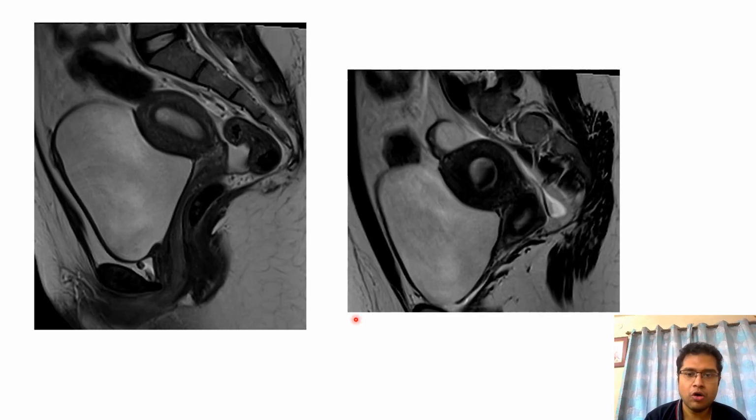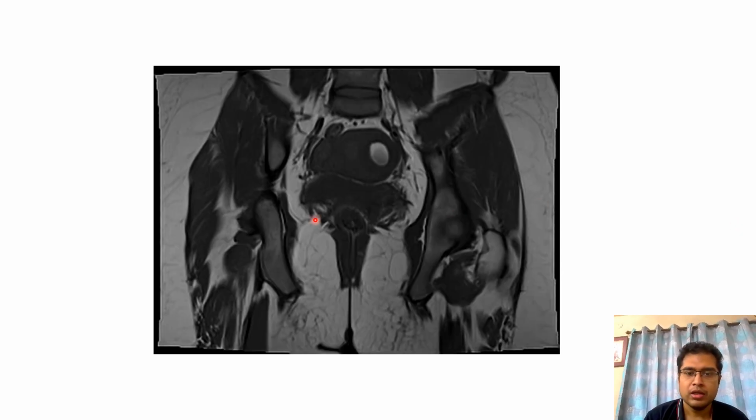Here are sagittal sections of T2 weighted images, where the endometrial cavity is very well visualized, and this is the cystic lesion in the left lateral myometrium, which is appearing heterogeneous in signal. These are the T1 weighted coronal sections, where again the endometrial cavity is separate, and the cystic lesion, which is T1 hyperintense, indicating some blood products within it, is seen on the lateral side.